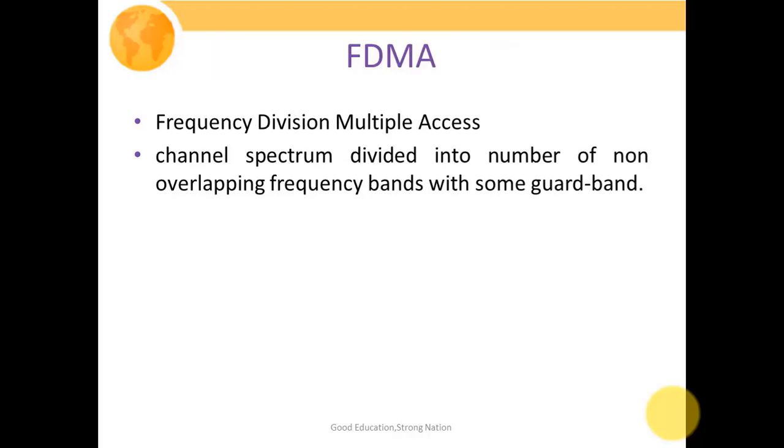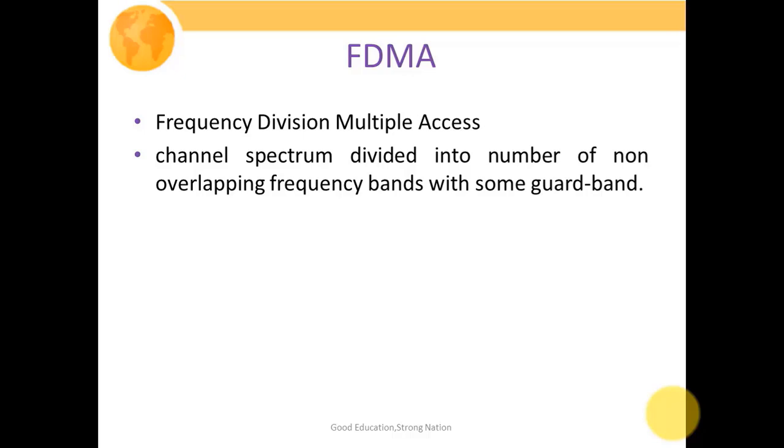So now we are going to start with FDMA, which is frequency division multiple access. What we do in frequency division multiple access is divide the complete frequency band, or the channel spectrum, into a number of non-overlapping frequency bands with some guard band.